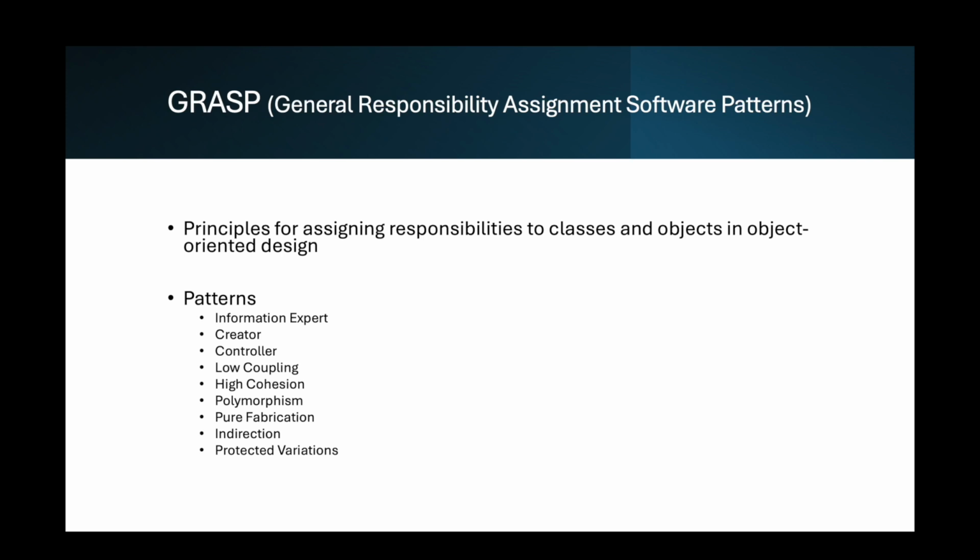We also have the polymorphism pattern, where you assign responsibilities based on dynamic or runtime types. The pure fabrication pattern talks about assigning responsibilities to classes that do not represent a concept in the problem domain but are created to achieve a design goal such as improving cohesion or reducing coupling. Indirection pattern: assign responsibilities to an intermediary object to decouple interaction between components. Finally, the protected variations pattern says protect elements from variations in other elements by wrapping the unstable elements with stable interfaces. Here is an example.